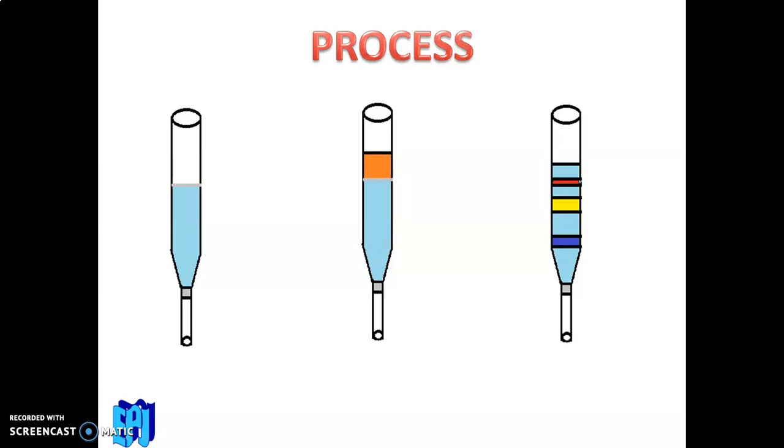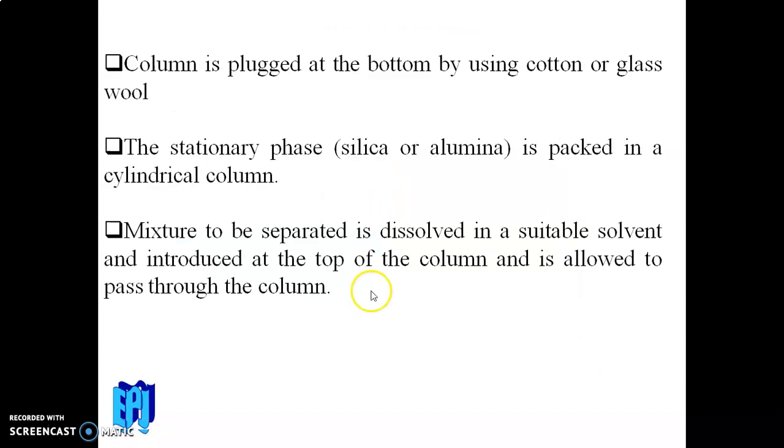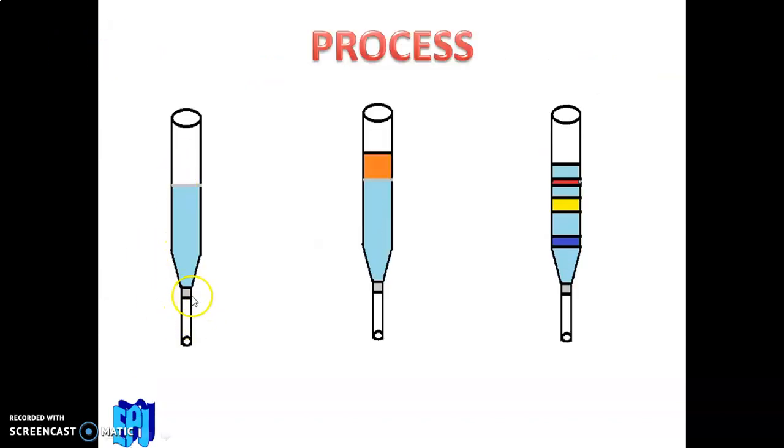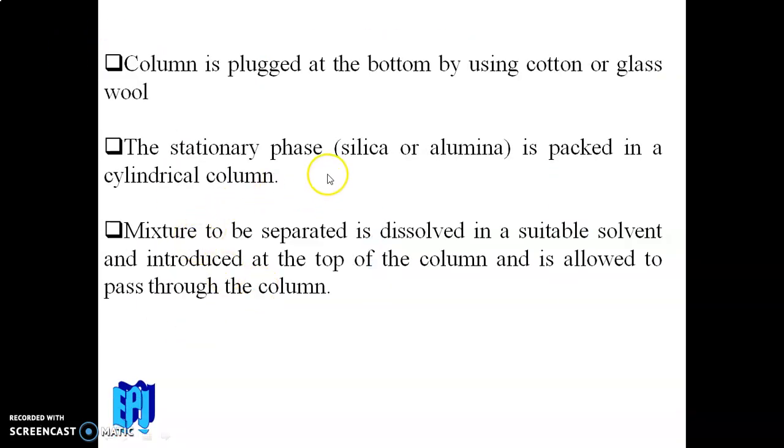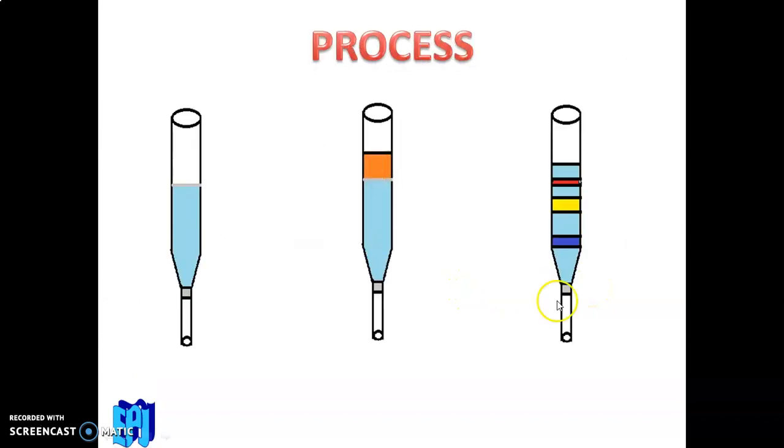Once again, I am explaining the process. First of all, you have to take a column which is plugged at the bottom using cotton or glass wool, as we discussed here. Next, the stationary phase, silica or alumina, is packed in a cylindrical column. Then the mixture to be separated is dissolved in a suitable solvent, introduced at the top of the column, and allowed to pass through the column. That is picture number 2.